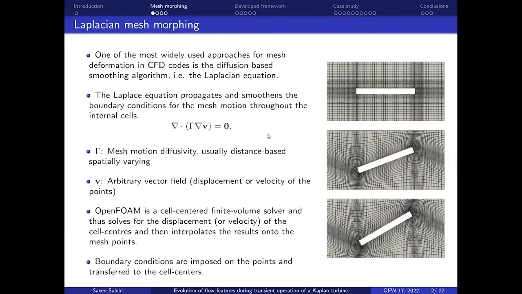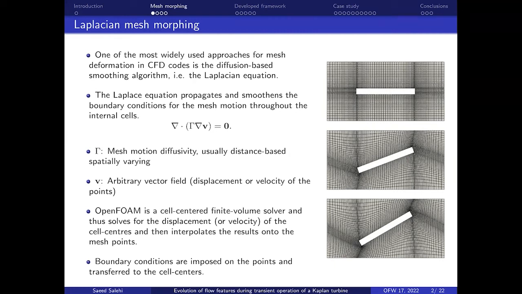So let's quickly have a look at how OpenFOAM handles the dynamic mesh. One of the most widely used approaches is the Laplacian smoothing algorithm, in which we solve the Laplacian equation on a deforming mesh. Here gamma is the mesh motion diffusivity, which is usually distance-based, and V is an arbitrary field. It could be the displacement field or the velocity field. We will talk about that soon.